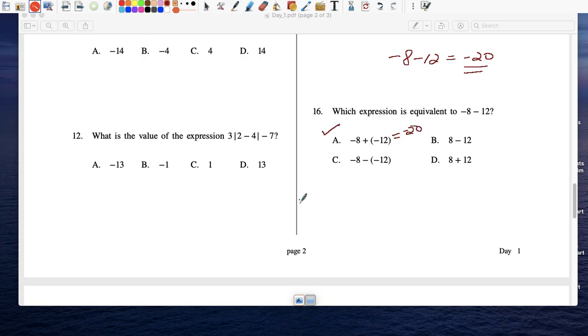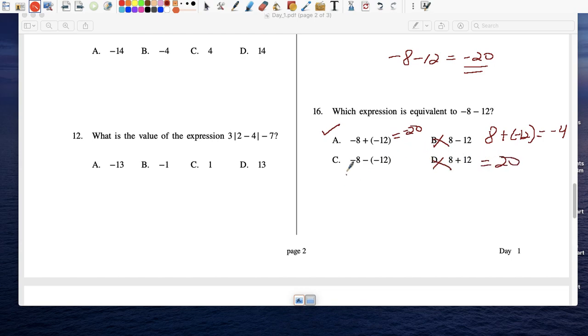So A is good. 8 minus 12. Well, 8 minus 12 is the same thing as 8 plus negative 12. You're on positive 8 this time, so think of what your starting point is. You're on positive 8 and you're going to walk to the left 12 units. That takes you to negative 4. Definitely not it.